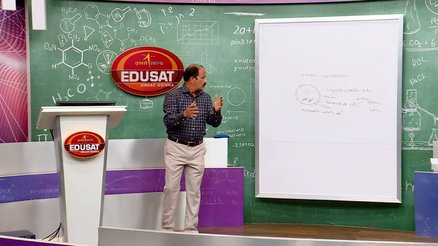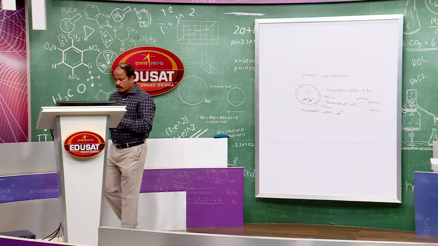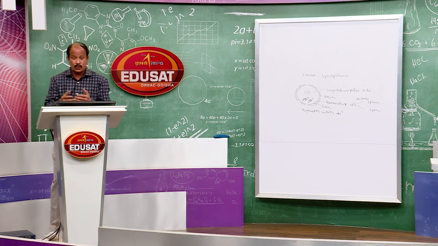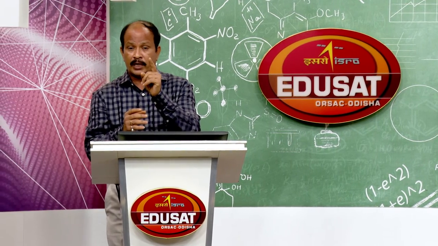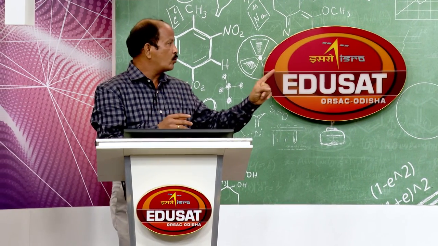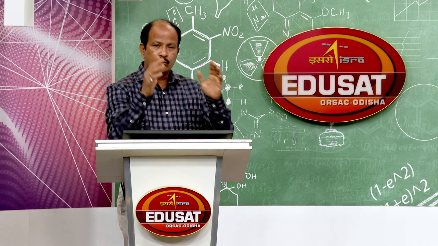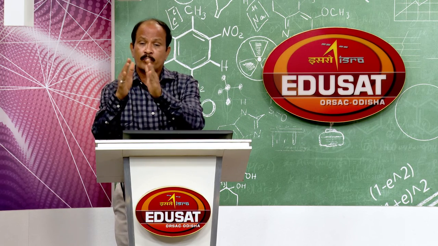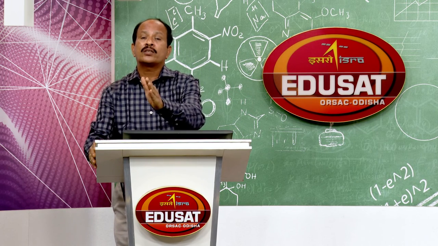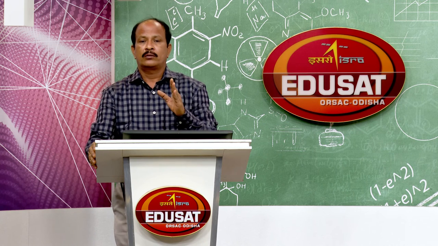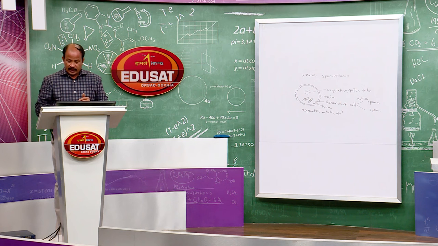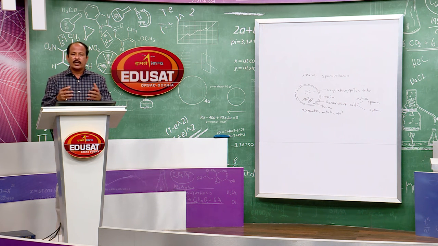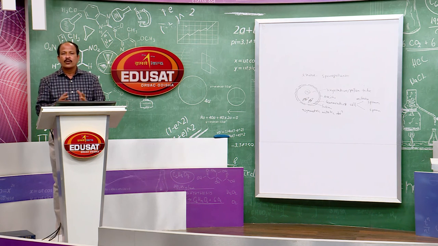Now, the generative cell, as the name suggests, produces the sperms by mitosis. It may be taken note that prior to division of the generative cell into two sperm cells by mitosis, it undergoes DNA replication. So the generative cell nucleus undergoes DNA replication before the cell divides. Now, finally, we can get two-celled pollens and three-celled pollens.